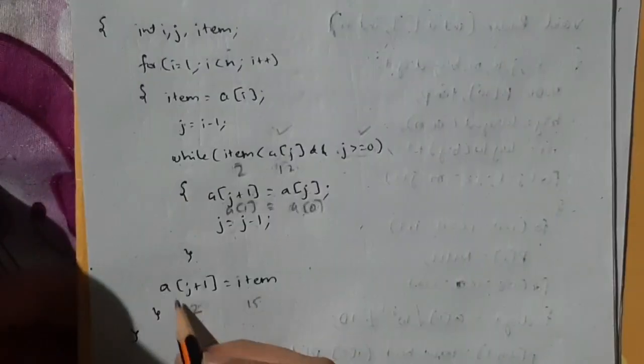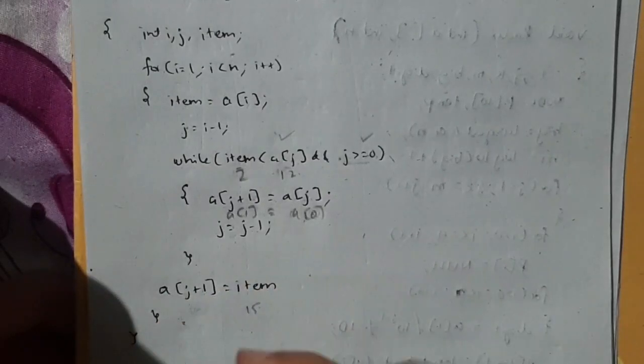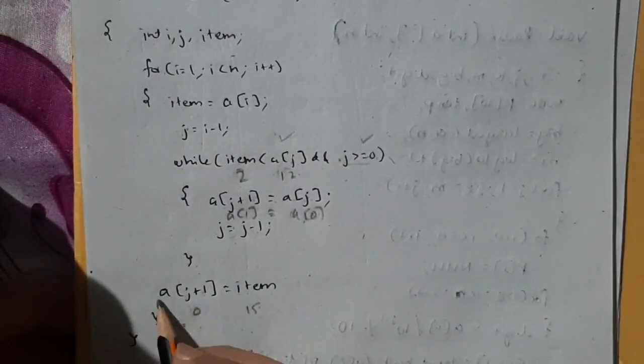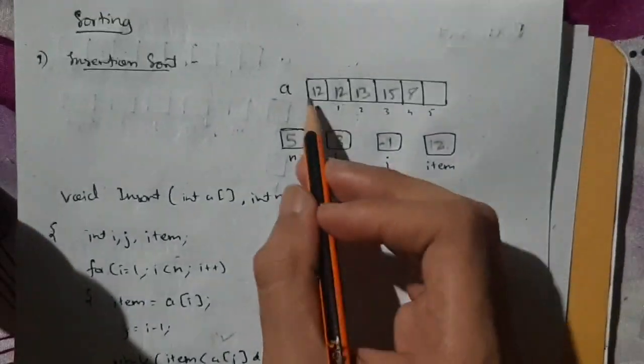Now it will come out of this loop, and a of j plus 1 is equal to item. What is a of j plus 1? A of minus 1 plus 1, which is 0. A of 0 is item. Item was 2, right? So 2 will come here.